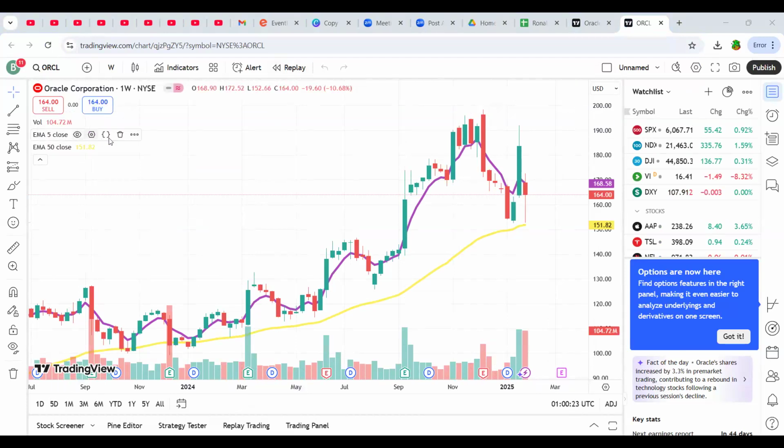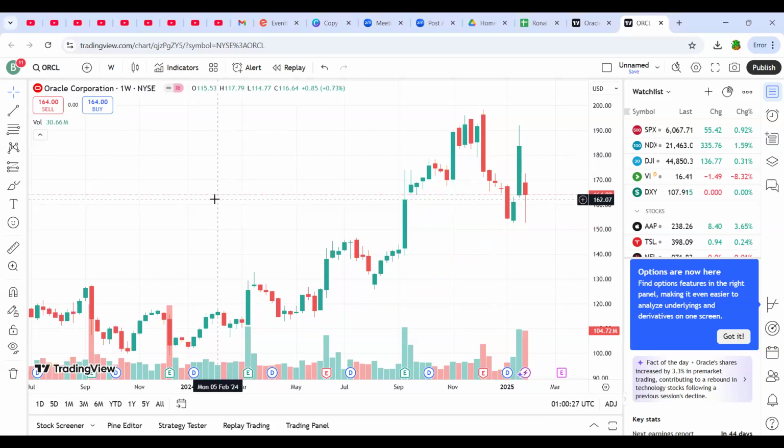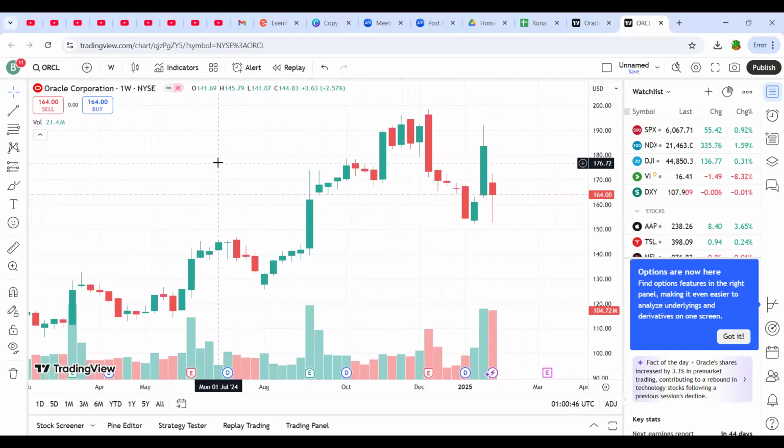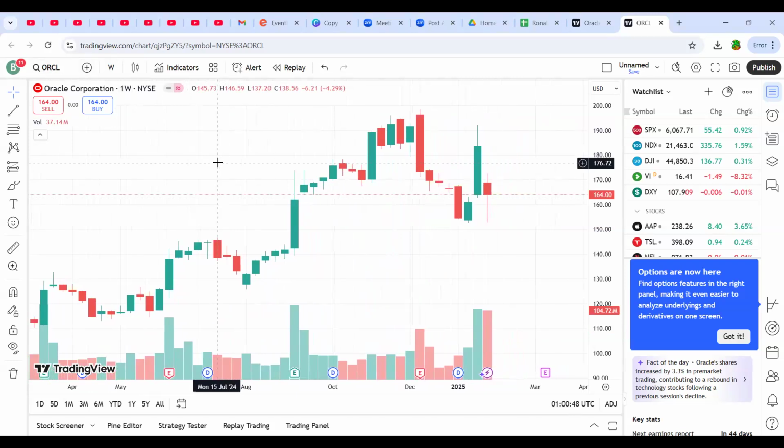All right, so we got Oracle up. First thing I'm gonna show you is the ticker's there. You pull it up. You see it says 1 week. We're on a weekly chart. Now you see my screen, right? Yes. Every candlestick represents 1 week.